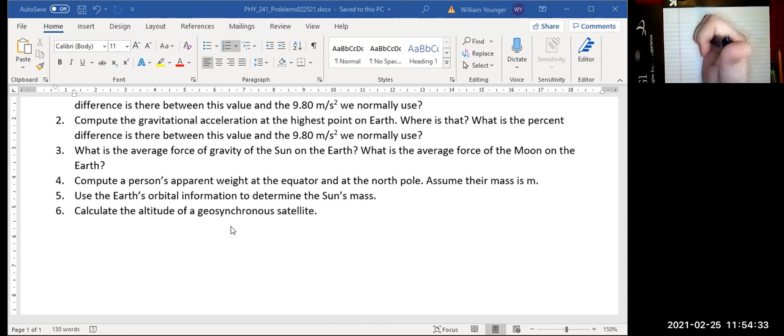What we know is that, again, G times, in this case, the mass of the Earth times the little mass of the satellite over the radius of the orbit squared is equal to the mass of the satellite times v squared over the radius of the orbit. Okay. So I'm going to stop sharing the screen so we can see that now. This would be number 6. So that's what we have. That's the same equation we did before.